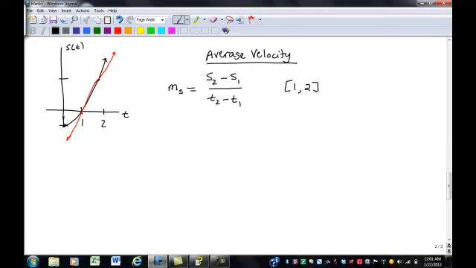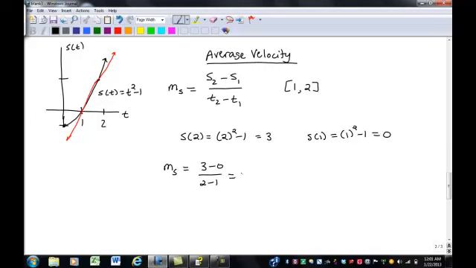And those are my t values, my independent variables. So I have to plug in 2 into t squared minus 1, because that's the equation of this line still. And I get 3. I plug in 1, just like the other 2 times. I get 0. So the slope of the secant line is 3 minus 0 over 2 minus 1, which is 3.